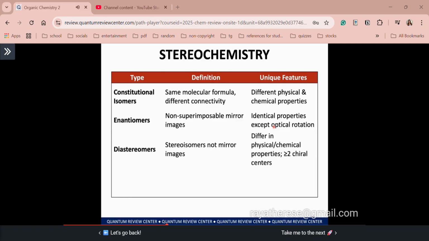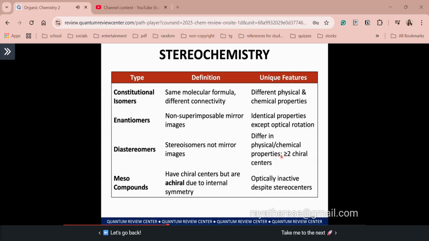That's your diastereomers. Again, they also differ in physical and chemical properties. And remember, class, for diastereomerism, it's important that your compound must have two or more chiral centers. Ayan. And lastly, class, meso compounds. Again, they also have chiral centers, but due to the presence of very symmetric functional groups and the plane of symmetry, they are technically achiral. Ayan. That's why they are optically inactive.